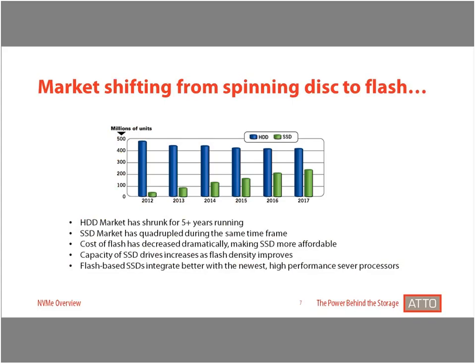What you'll find over the last year is that the market is shifting away from the spinning disk and moving more towards the SSD. So the SSD market has quadrupled over the last 5 years compared to the hard disk drive market, which has brought down the price of flash drives, making the SSDs more affordable. Add to that the capacity of SSD drives have increased to almost match, if not exceed, the spinning hard disk drive. So it's become more cost effective to go to SSDs in many cases.